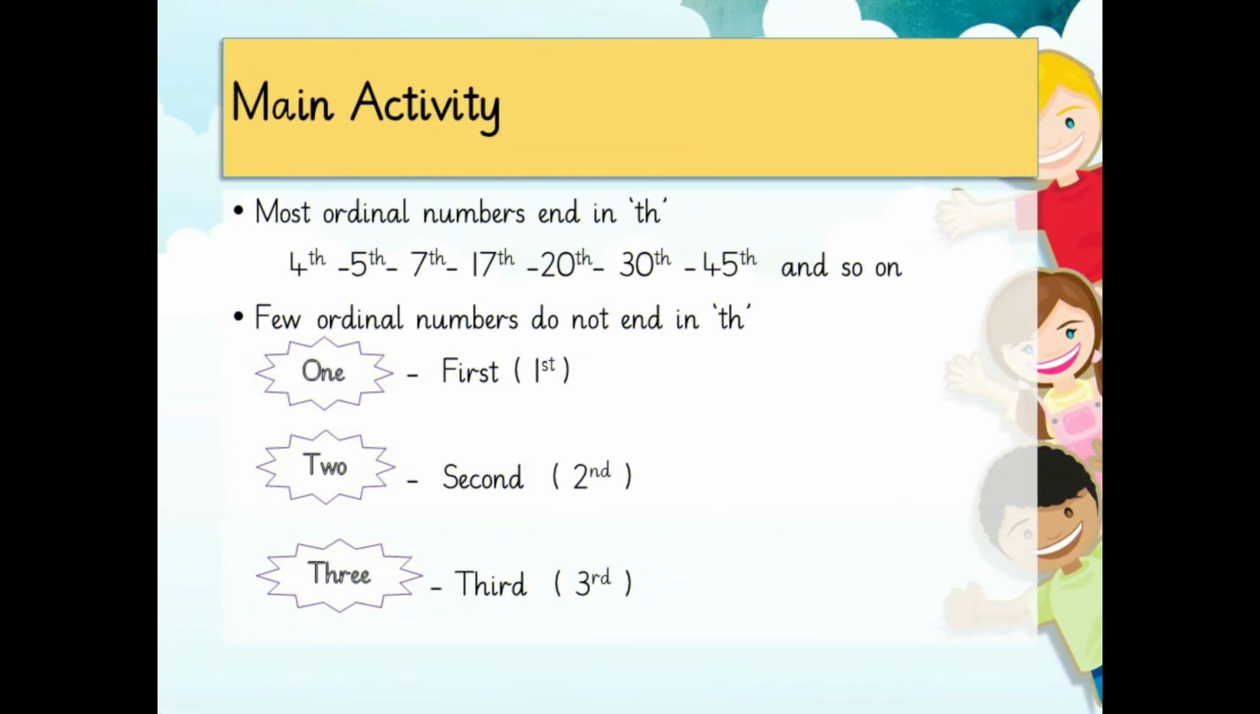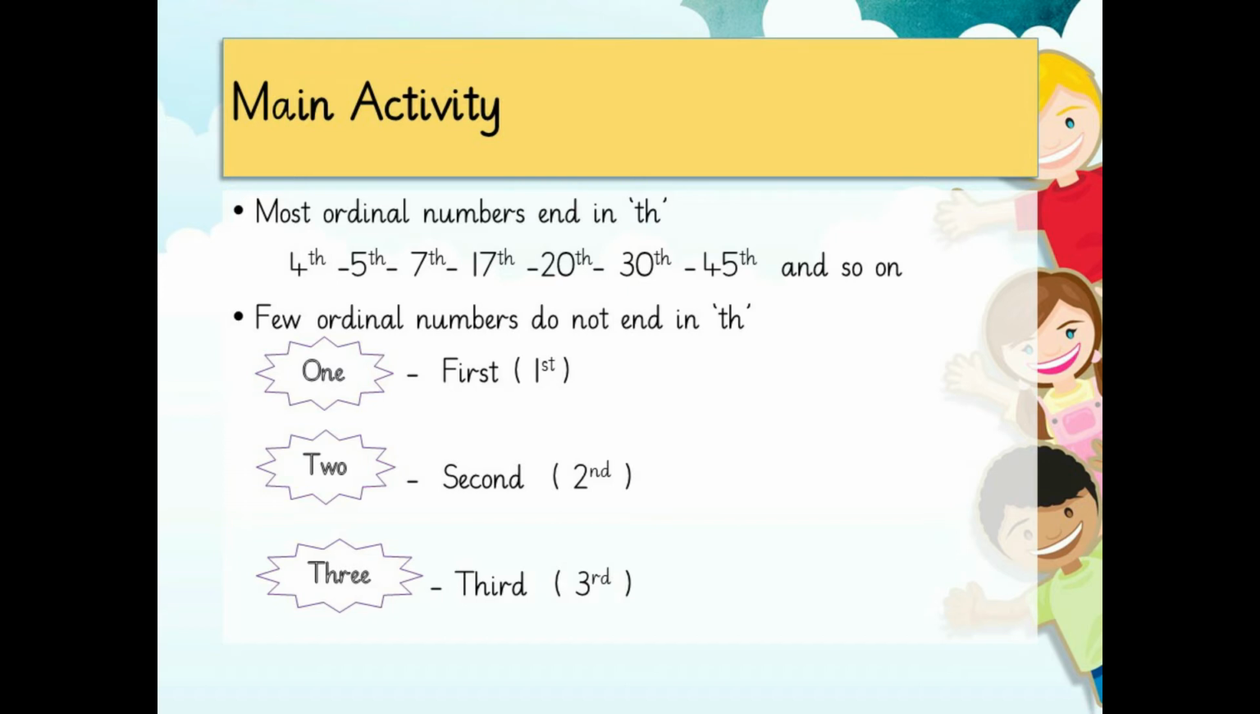Most ordinal numbers end in th, like 4th, 5th, 6th, 7th, 8th, 9th, even onwards 17th, 18th, 19th, and even in the counting of tens, 20th, 30th, 40th, 50th, even 45th, 65th, 75th, and so on. But few ordinal numbers do not end in th.